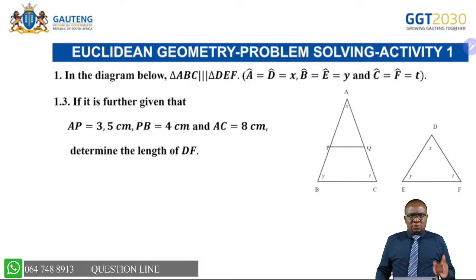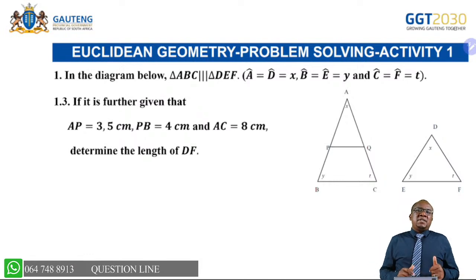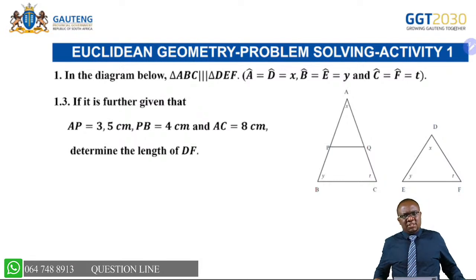So for triangles that are similar, the corresponding sides must be proportional, and then the angles must be equal. So for similarity it is angle, angle, angle only, and then the sides must be proportional. Those two conditions. Okay?